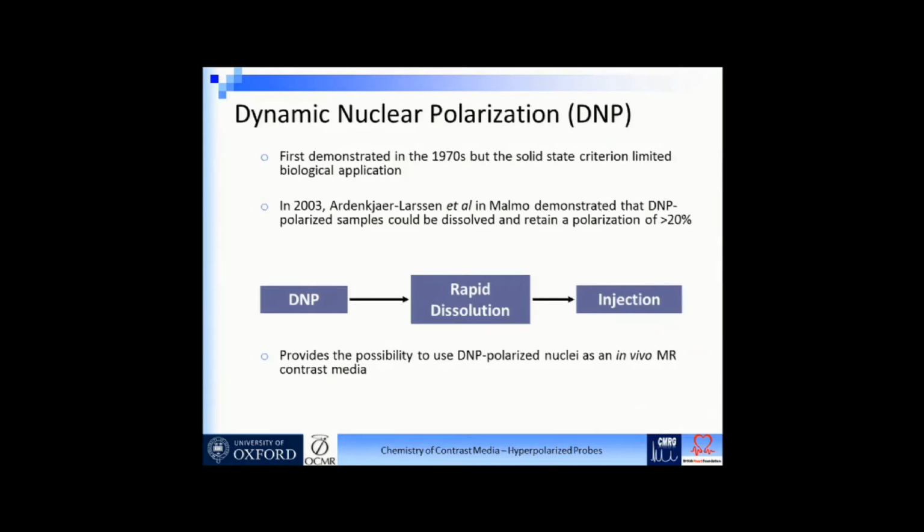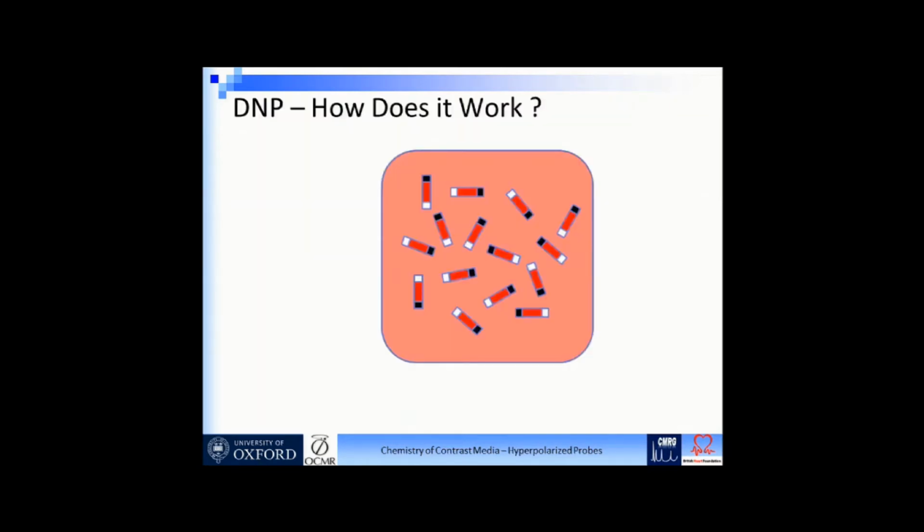You then go through a rapid dissolution stage and then injection. So you get the possibility to generate a very rapidly high signal MR contrast agent that can be injected in vivo as a contrast agent. So how does it work?